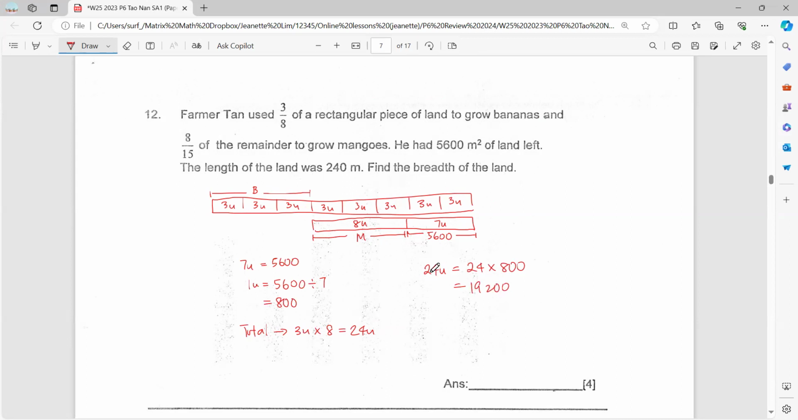It's a rectangular piece of land, so we'll take the area, divide by the length. Length is given 240, so the breadth will be area divide by length. And we'll get 80. So the answer is 80 meters.